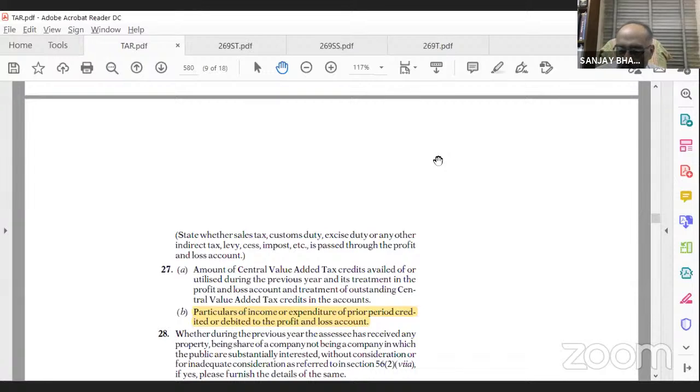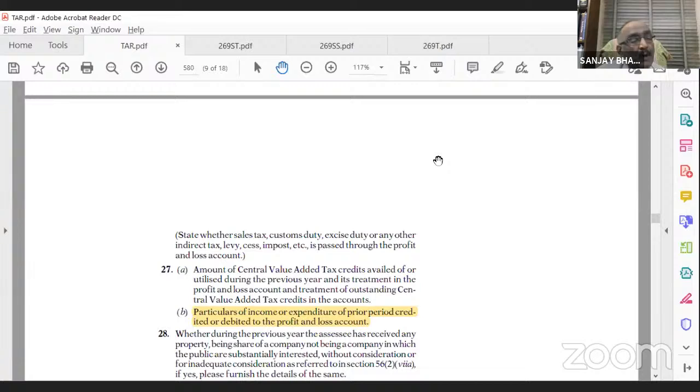Because after the Chowdhury Sales Bureau case, it was decided at that point of time that any indirect tax collected would be a part of the turnover. Only on that basis, this particular clause is there. That's why you may find that VAT, GST, service tax come in the consideration of this item number 26.